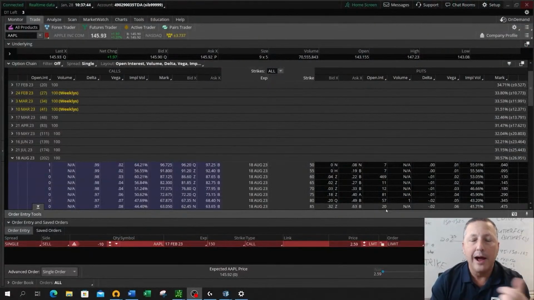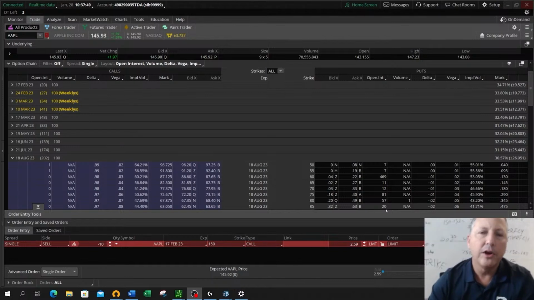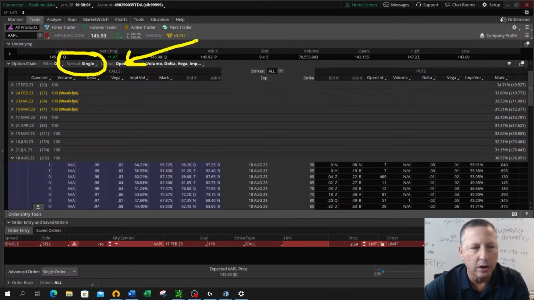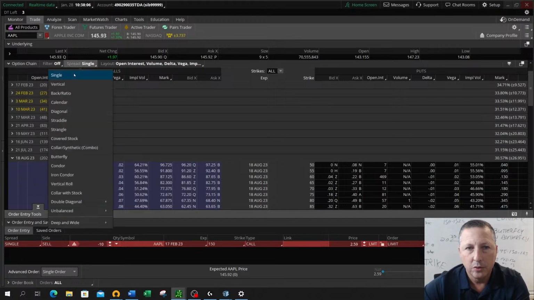We've gone through how to enter in a single option order. Now I want to show you how to enter in a spread order where we're using more than one option. So if we go back to the top here, Thinkorswim gives you these choices that we showed you before about the type of order you want to send, whether it's single or one of these other strategies.